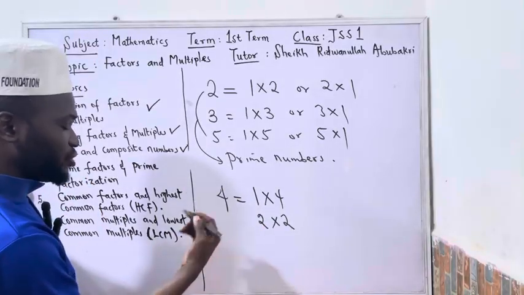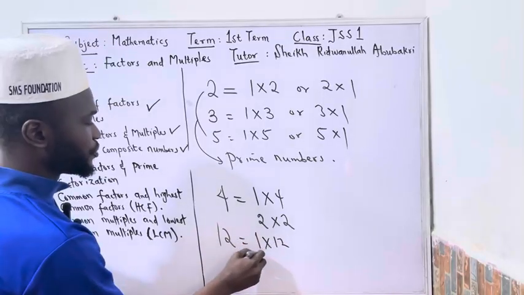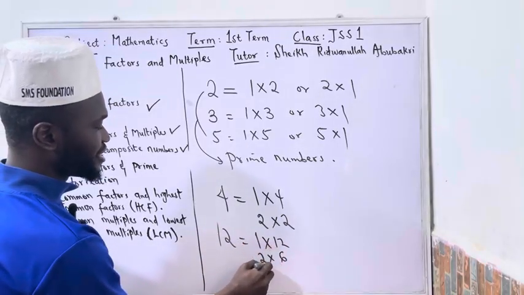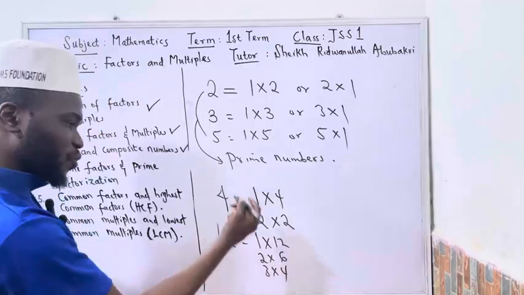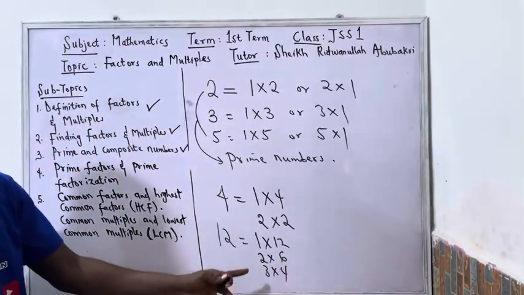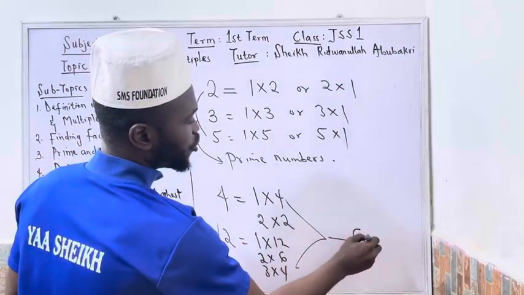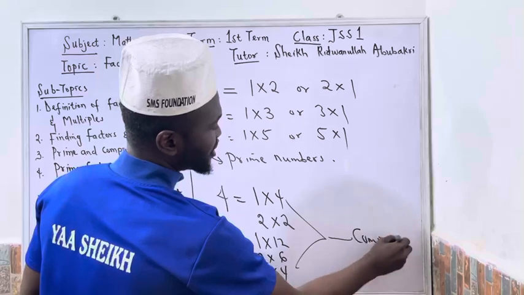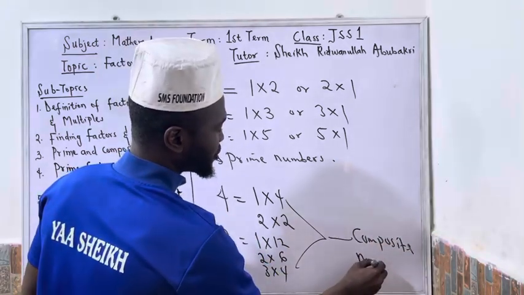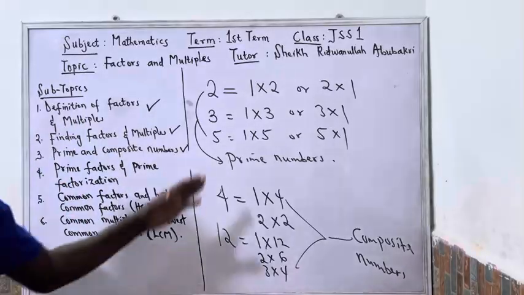Similarly, I can do the same thing for 12. 12 can be written as 1 times 12, 2 times 6, and 3 times 4. So you can see that this one even has several ways of writing it. That means 4 and 12 are composite numbers.